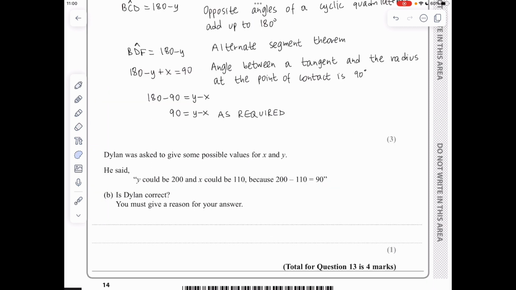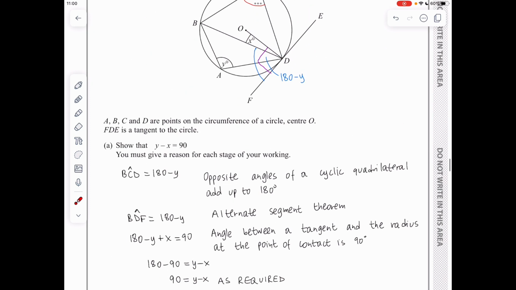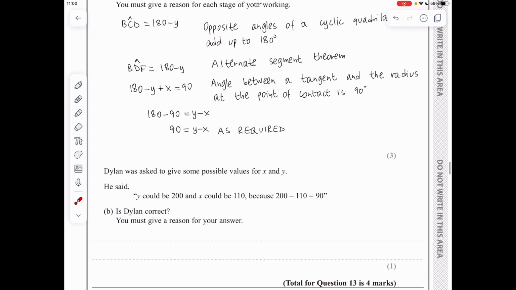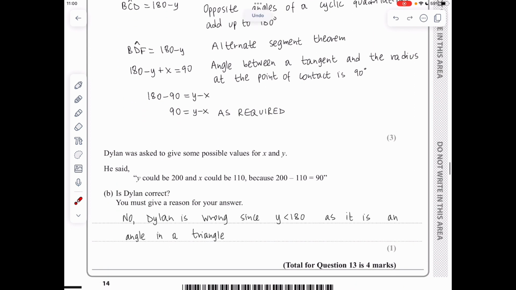In part B, we are told that Dylan was asked to give some possible values for x and y, and he said that y could be 200 and x could be 110, because 200 minus 110 is 90. Well, going to our diagram here, y is an angle in the triangle ABD, so it could never be more than 180, and therefore we conclude that Dylan is wrong since y must be less than 180 as it is an angle in a triangle.